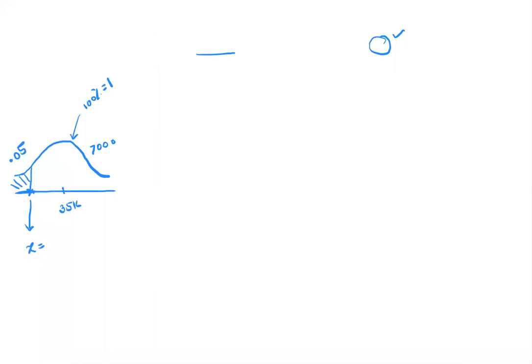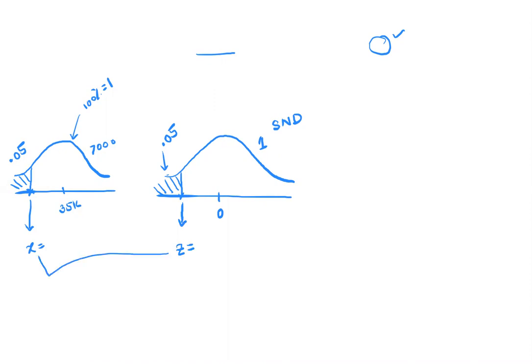So now we are going to go back to the standard normal distribution, that has a mean of 0 and standard deviation of 1. So now we are going to go back here, and this area should be 0.05 as well, because we are looking for the bottom 5%. And we are interested in finding this z value. And this z is going to translate to that x. Now, how do I find that z?